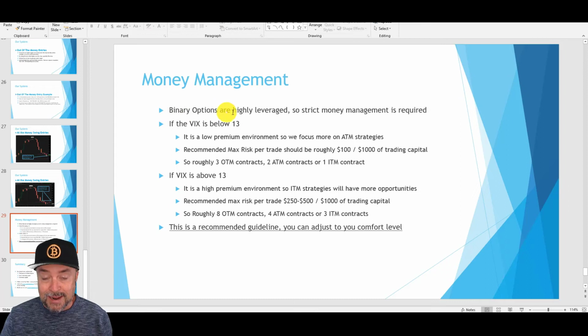Binary options are highly leveraged, obviously, so strict money management is required. If the VIX is below 13, which is the environment we're in now, it's a low premium environment. We focus more on at the money strategies.